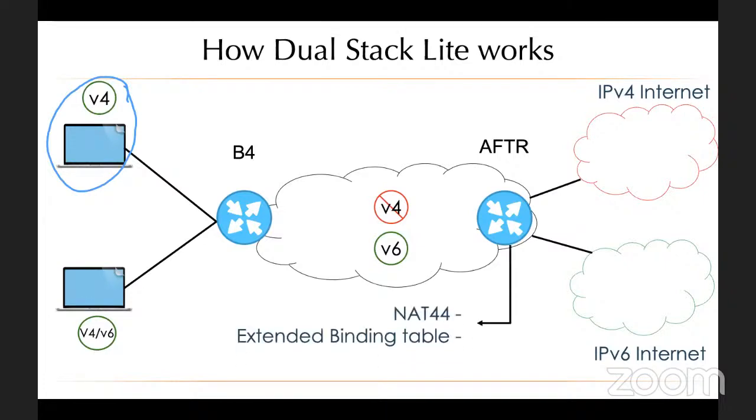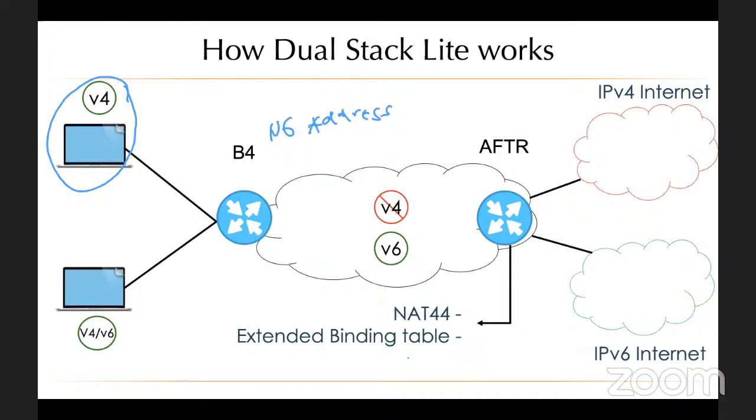NAT being done on the AFTR means that you need to have an extended binding table. So what do we mean by the extended binding table? The extended binding table basically has the mapping of the IPv6 address of the B4 device, plus the source address, destination address, source port, destination port, and protocol. So remember the 5-tuple. You're going to have the IPv6 address of the B4, plus the 5-tuple.